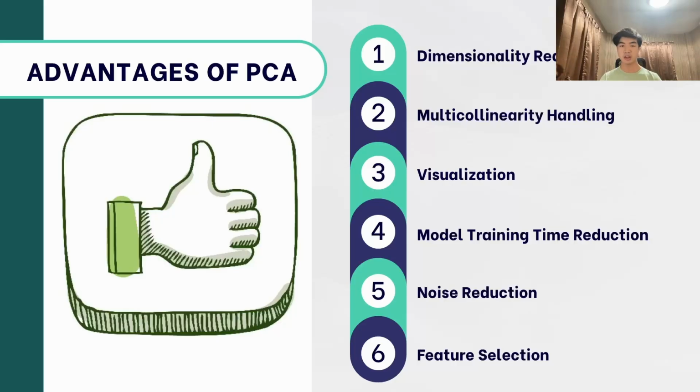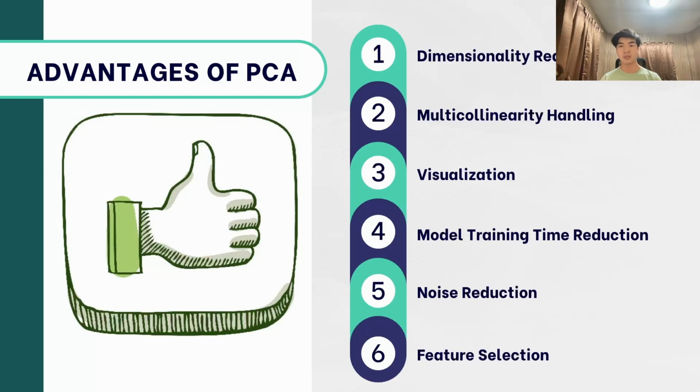Next, let's talk about the advantages of PCA. So first one is dimensionality reduction. PCA reduces the number of dimensions. It simplifies the dataset while retaining the information. Second, multicollinearity handling. PCA removes multicollinearity. This happens because the principal components from PCA are orthogonal to each other, which means that they are uncorrelated.